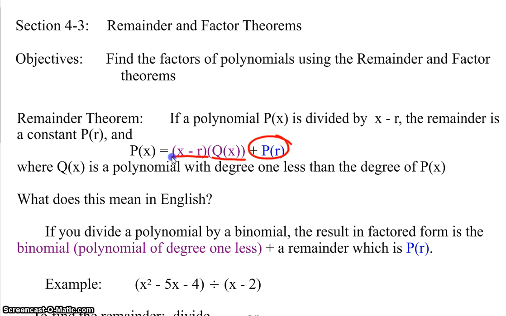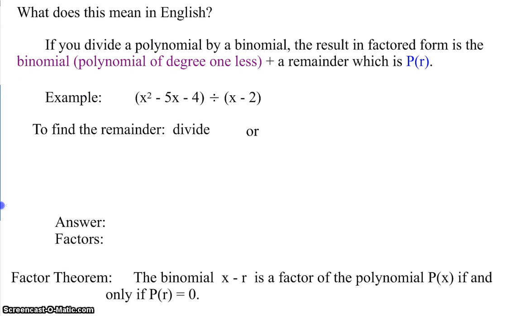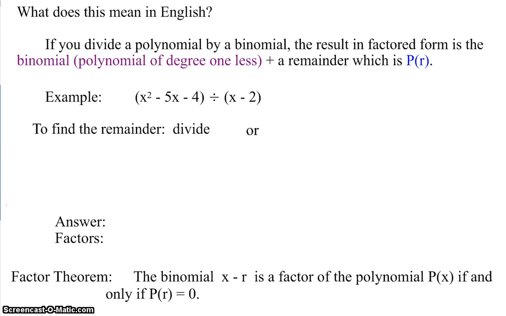Now, the actual remainder theorem says P of x equals the quantity of x minus r, that's our binomial factor, times Q of x, which is our depressed polynomial, plus P of r, which is our remainder. Basically what this means is if all we're interested in is determining if something is a factor or not, all we have to do is simply evaluate P of r and see if it's 0 or not. So let's start by doing that.